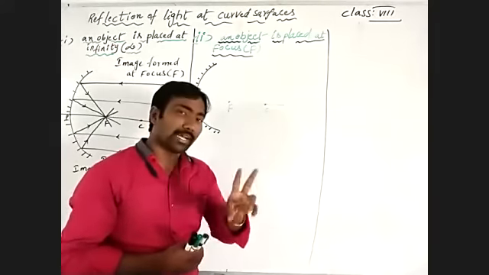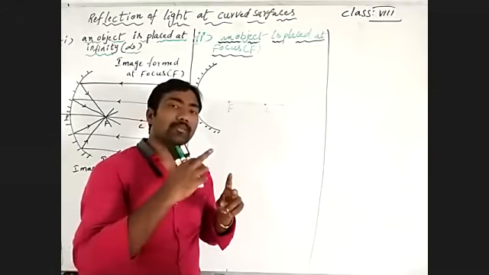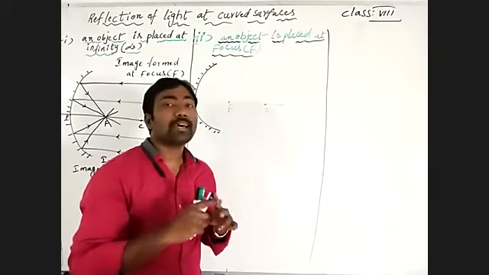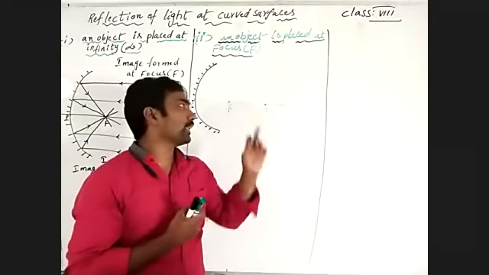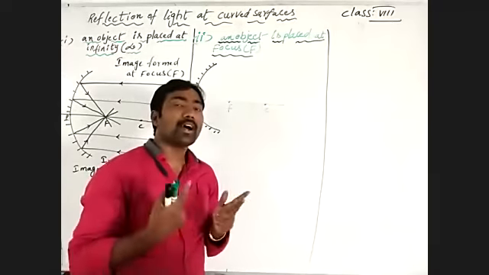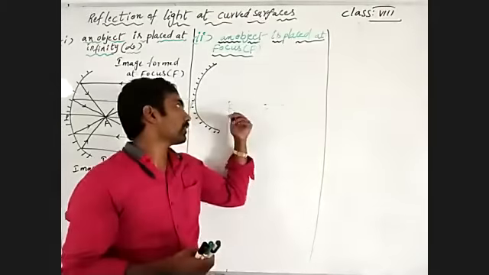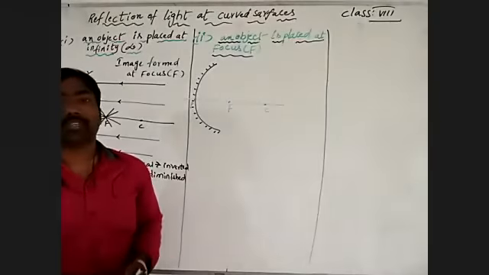And in those two light rays, we are especially following that one must be a parallel light ray. One light ray must be parallel to the principal axis. Another light ray is your wish: through the focus, or through the pole, or through the center of curvature. Whatever you can go by.